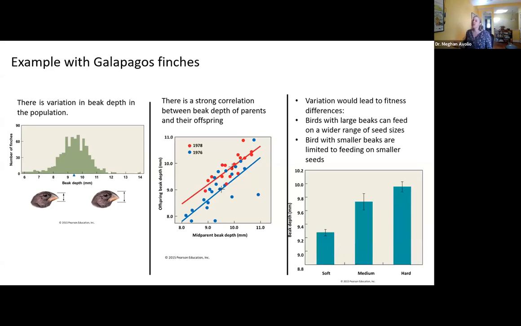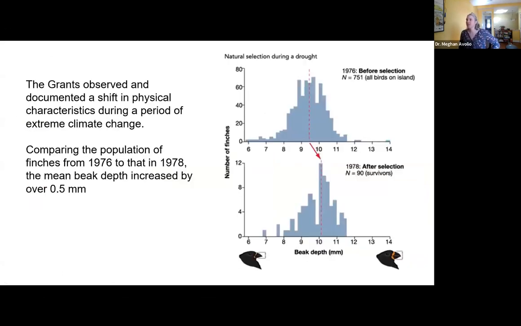And finally, the variation should lead to fitness differences. And so here, birds with bigger beaks are able to feed on a greater variety of food sources. Birds with large beaks can feed on soft, medium, and hard foods, but birds with smaller beaks could only really feed on foods that are soft. So this, we would assume, would result in some kind of fitness difference.